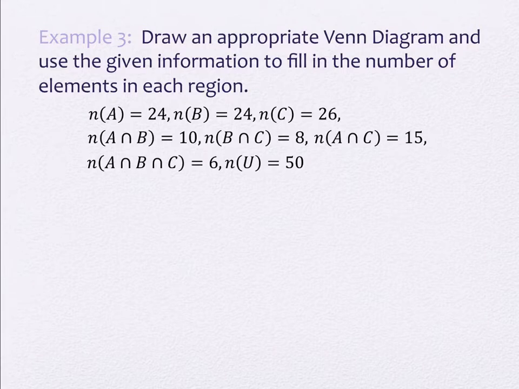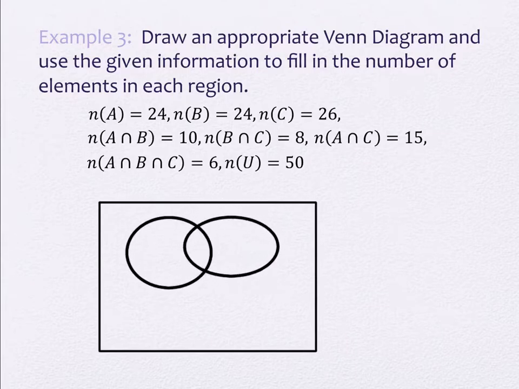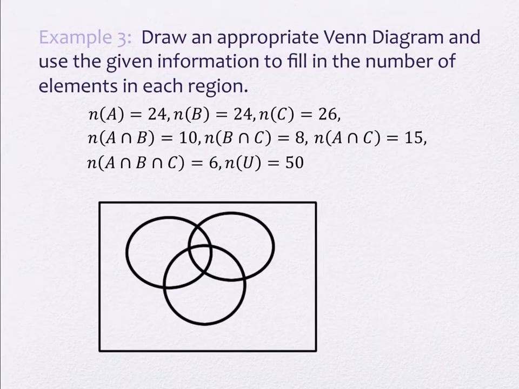Okay? So we do have three sets given here, A, B, and C. So we do need a diagram that starts out having 3 overlapping circles. So that part's like what we did before. So go ahead and take your diagram, draw in the 3 circles. So we have A, we have B, we have C, and the universal set on the outside.